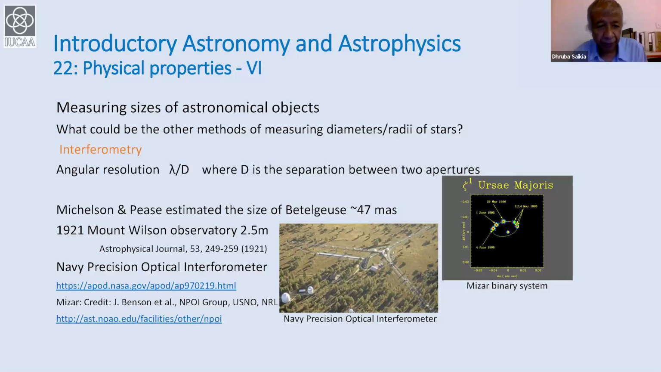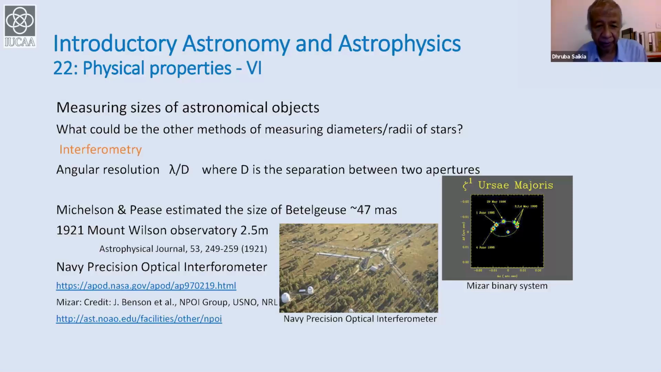Now, I mentioned interferometry. The angular resolution is given by lambda by D, where D is the separation between the two apertures. When we talked about a single mirror or a single antenna, as in a radio telescope, or the resolution of our eye, we talk about the size of the receiving device. In the case of our eye, it's the pupil. In the case of a radio dish, it's the size of the antenna. In the case of an optical infrared telescope, it's the size of the mirror, because almost all telescopes are reflecting telescopes these days. And that is where D comes in.